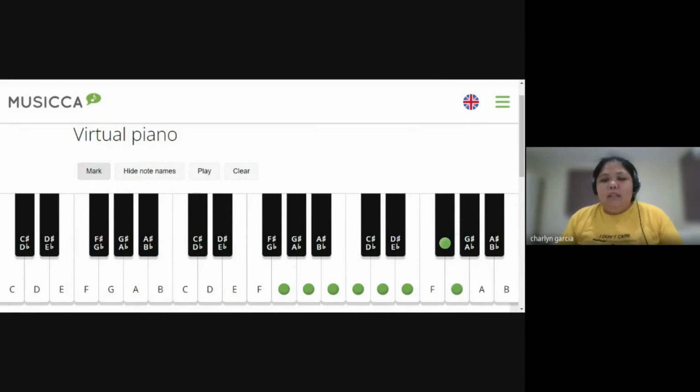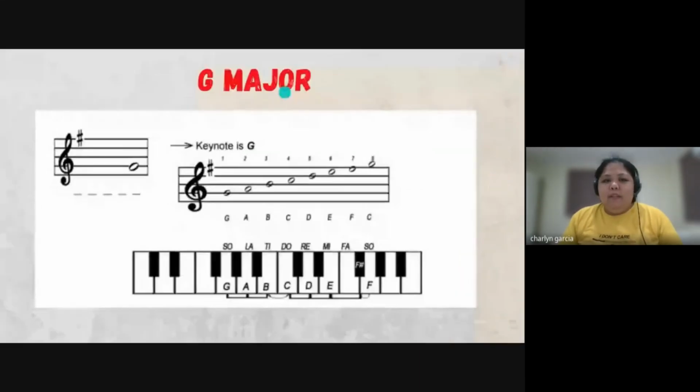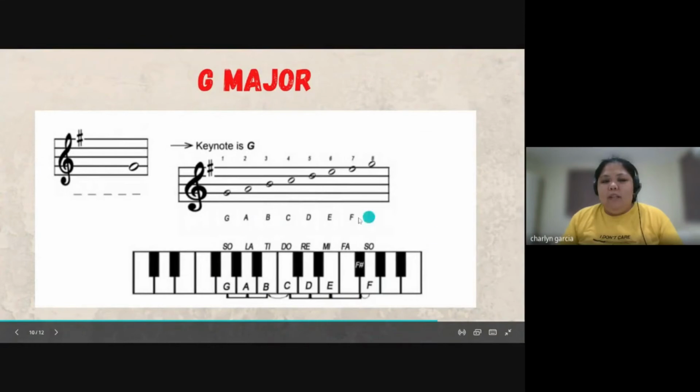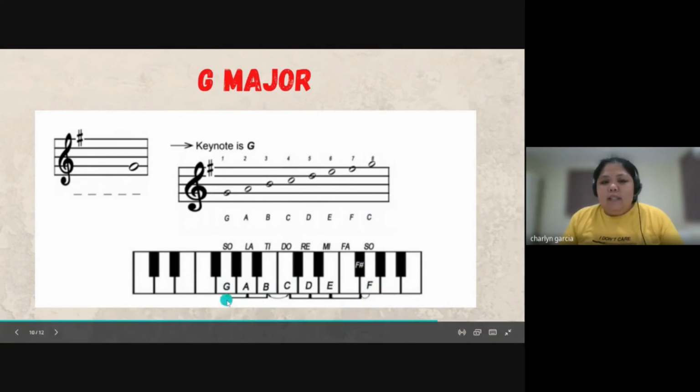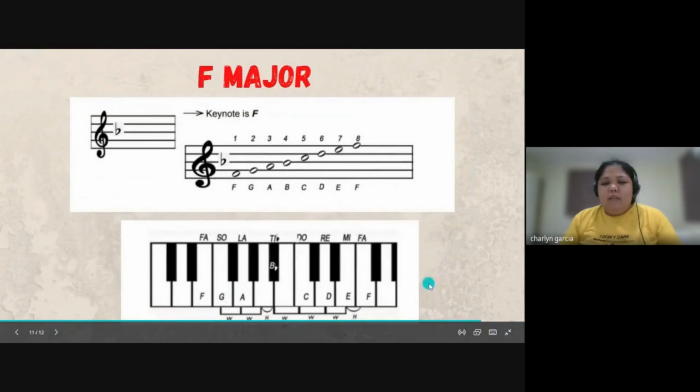So, ito yung scale pattern ng G major. So, tingnan nyo dito sa ating keyboard. So, this is G, A, B, C, D, E, F sharp, and then G. Sorry, that's G. Again, that's G, A, B, C, D, E, and then F sharp, and then G. Next, let's go to F major.